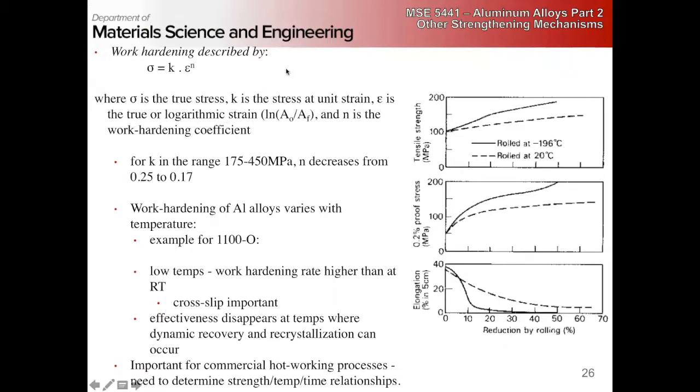So work hardening of our alloy is given by, we can look at this using just the standard power law hardening model that you learned about in Material Science 1. All right. So this is our true stress. This is our stress at a strain of 1. All right. Our true strain, and this is the work hardening coefficient.